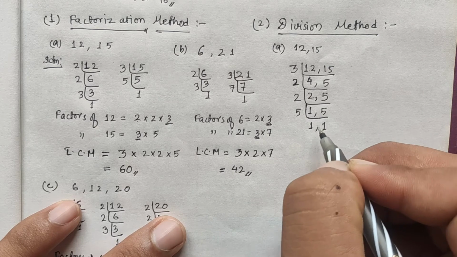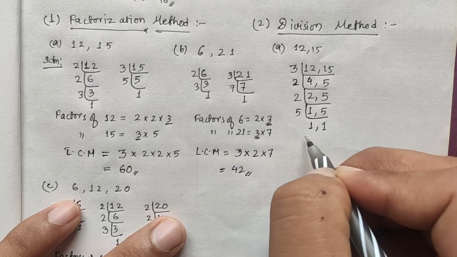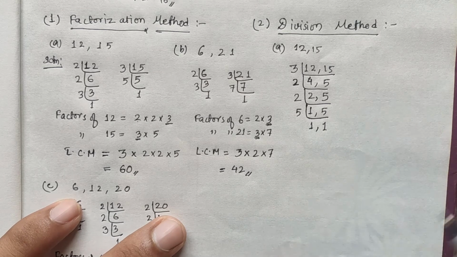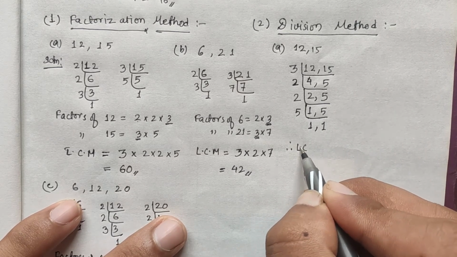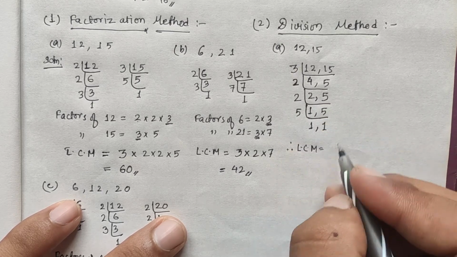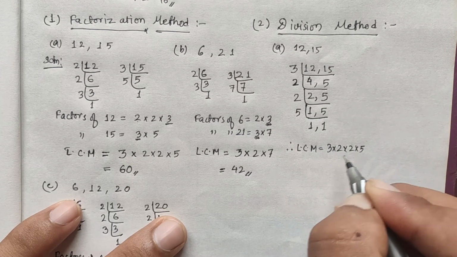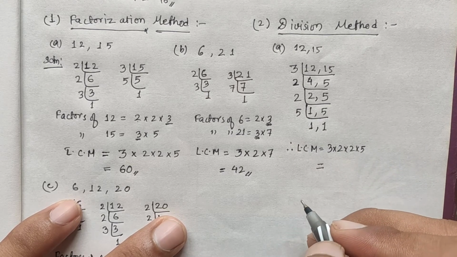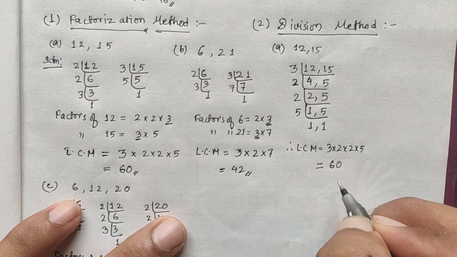So you have to divide up to that time when the last line becomes 1. Okay, so therefore your LCM is how much? You have to multiply all these: 3 times 2 times 2 times 5. So your LCM becomes how much? Yeah, 3 times 2 is 6, 6 times 5 is 30, 6 times 10 is 60.